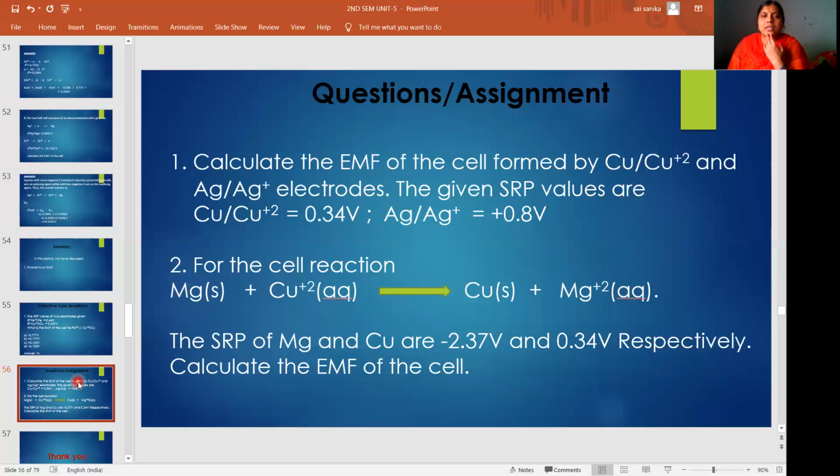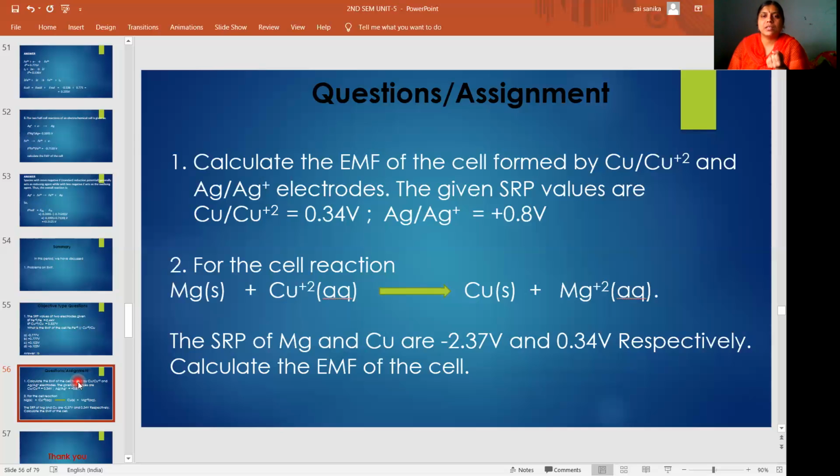Copper ion is converting into copper. So Cu+2 is converting into Cu. When it gains 2 electrons, it will convert into Cu. So copper is undergoing reduction. So which is cathode here? Copper is cathode.